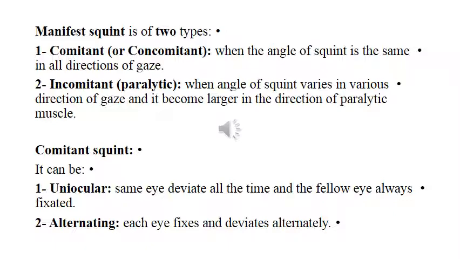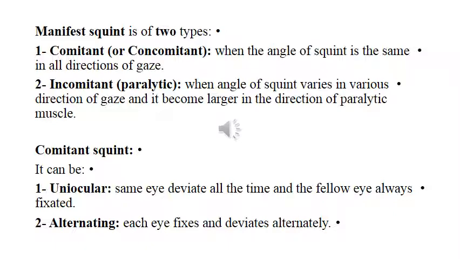Concomitant squint can involve one eye or can alternate between both eyes, while paralytic squint only involves the eye with the paralyzed muscle. Left, right, both of them, we don't know; it depends on the patient and what he has. He might have multiple cranial nerve palsies, or only one cranial nerve palsy, and so on. So concomitant or paralytic depends on the pathology. While concomitant generally affects one eye, this eye is the weak one, it will deviate all the time, and the fellow eye is always fixating and straight.